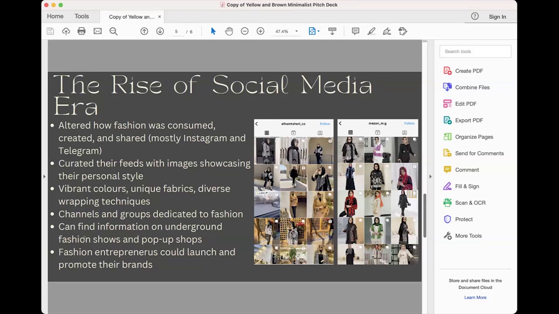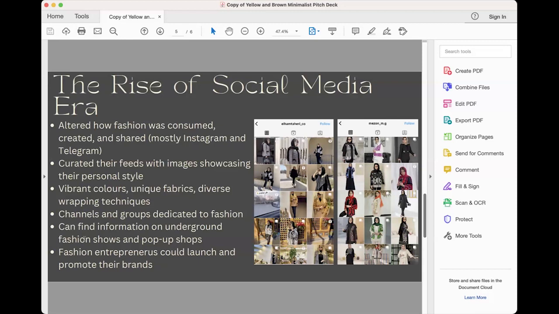Women began to share innovative ways of styling their hijabs, incorporating vibrant colors, unique fabrics, and diverse wrapping techniques that adhere to the dress code while showing their own individuality. Telegram was also used in Iran due to its strong privacy features and became a hub for creating and sharing fashion content. Channels and groups were dedicated to fashion, offering tips, tutorials, and discussions on the latest trends. Here, users were able to find information on underground fashion shops, pop-up shops selling designers, and advice on where to find materials and clothing that allowed for self-expression within the confinements of the law.